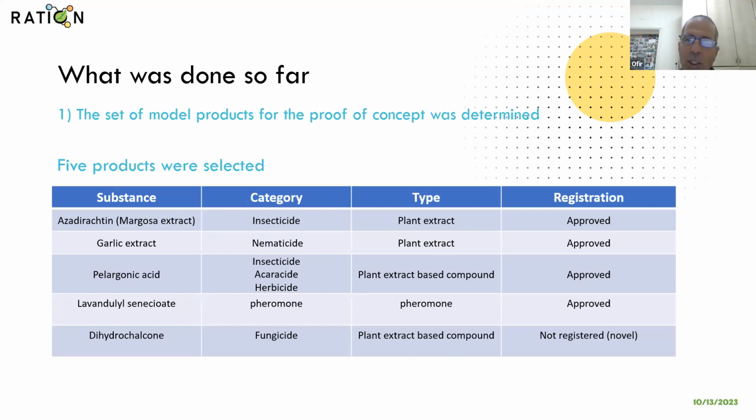And regarding registration, you can see we have 4 products which are approved and 1 product which was not registered. So you can understand that for those approved products, we have quite a lot of data. And for the one that was not registered, there's very little data. So it would affect the way we would act with it in the work package.